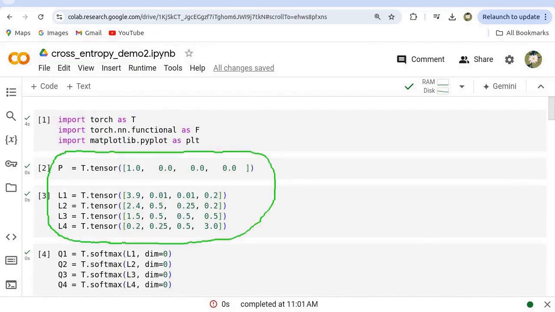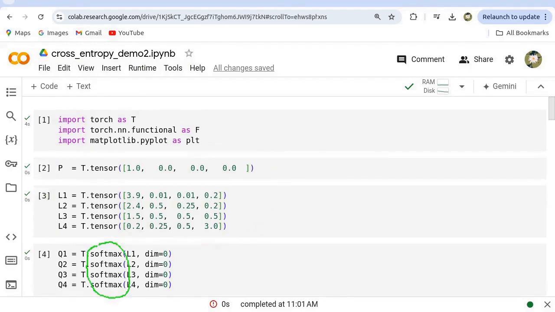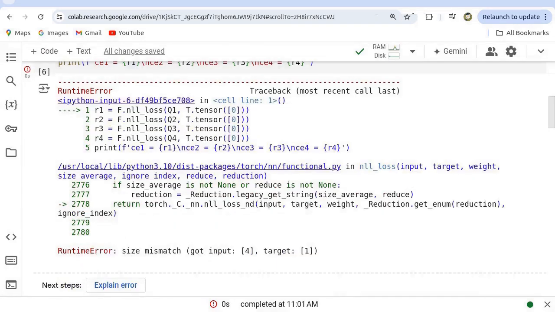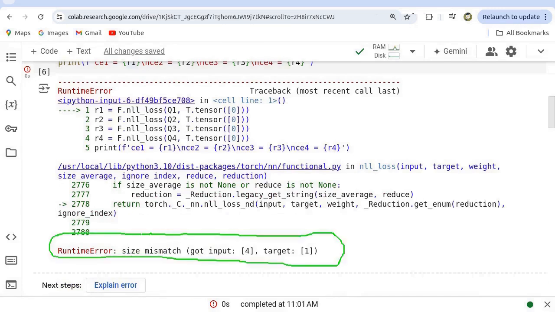The variable p represents the target, while the variables L1 to L4 represent the logit outputs. We apply the softmax function to the logit outputs to obtain normalized outputs Q1 to Q4. These normalized outputs are then passed through the PyTorch NLL function. Runtime error. Size mismatch.